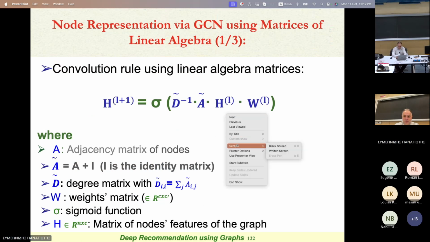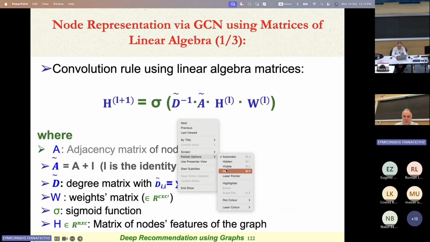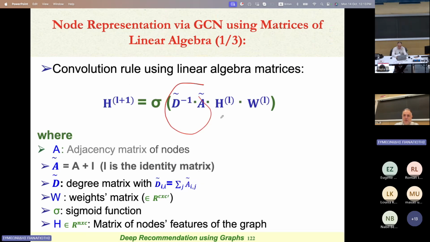And of course, we can express all this with linear algebra matrices. Okay, so we can have the inverse of the degree matrix and the adjacency matrix here, that gives us, as we discussed, the transition probability matrix. We have the H, which keeps the features of the nodes, and the W, which is the weighted matrix. Okay, so we can use this linear algebra operation, and we take the sigmoid activation function to propagate the information from one layer to the next layer. Okay, from layer L to layer L plus 1.